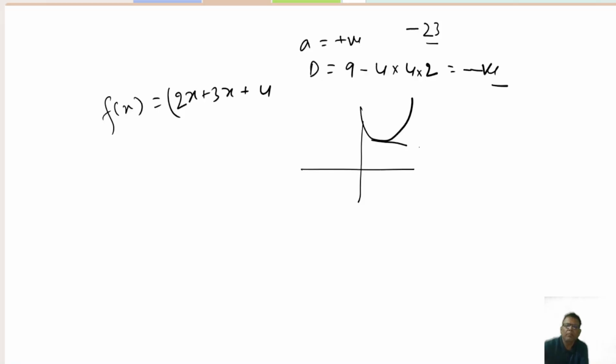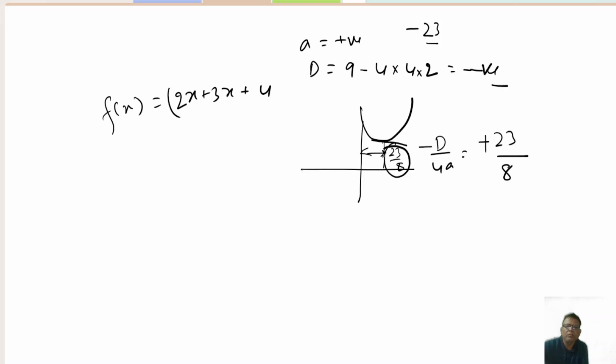So the value will be minus d by 4a: minus 23 divided by 8. And minus minus is plus, because it is minus d. So this will be 23 by 8. So the minimum value of this polynomial is 23 by 8.